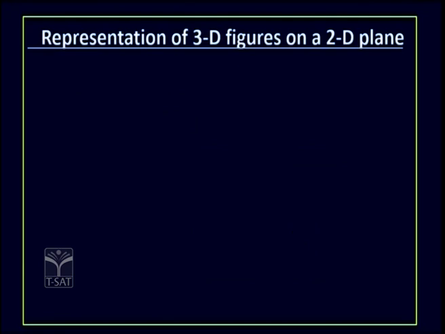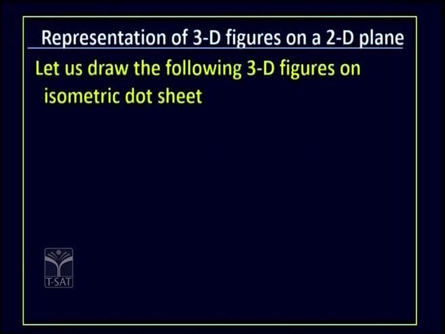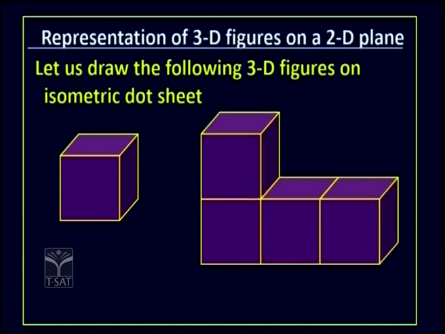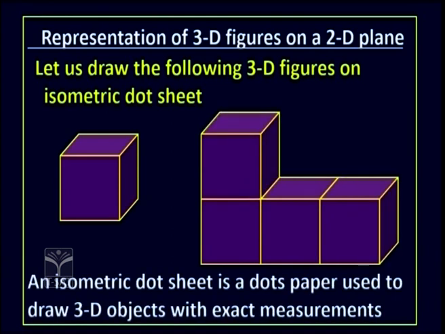Representation of 3D figures on a 2D plane. Let us draw the following 3D figures on an isometric dot sheet. Children, here I am taking a cube and a combination of cubes. Now, what you have to do, children?